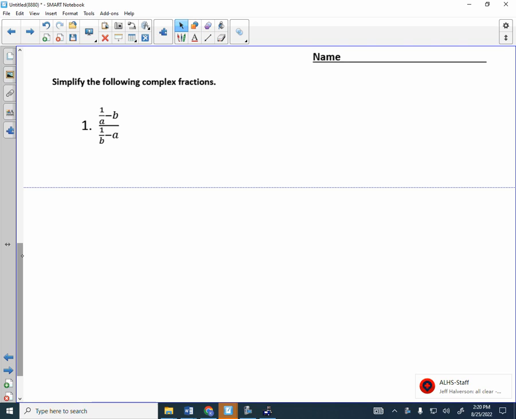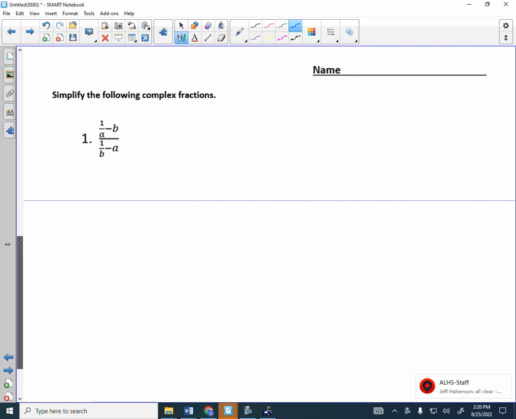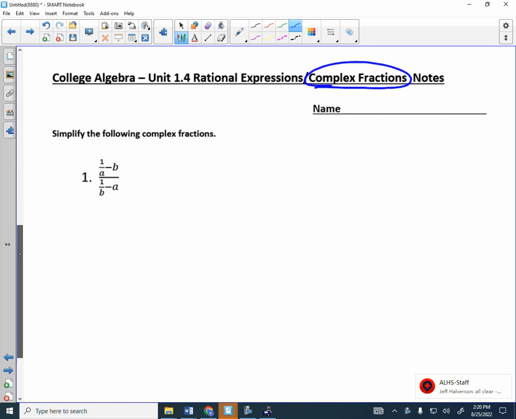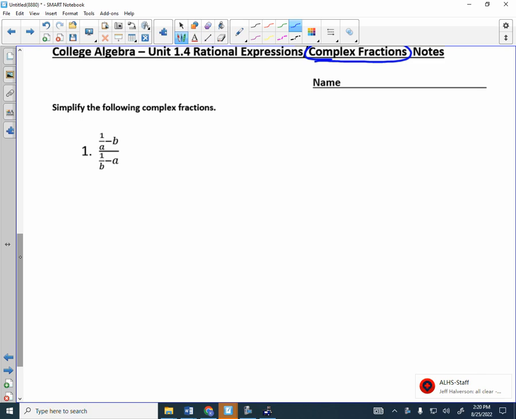Simplify the following complex fractions. Our goal today is to be able to simplify complex fractions. We already did other rational expressions yesterday. Today we will look at something like this. In this situation, we have three fractions. See if you can see all three fractions. I have fraction number 1, fraction number 2, and fraction number 3.